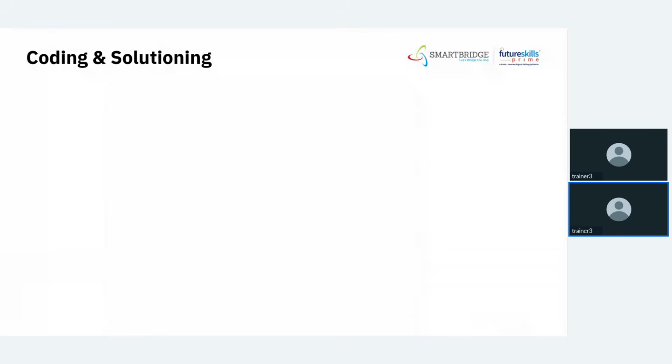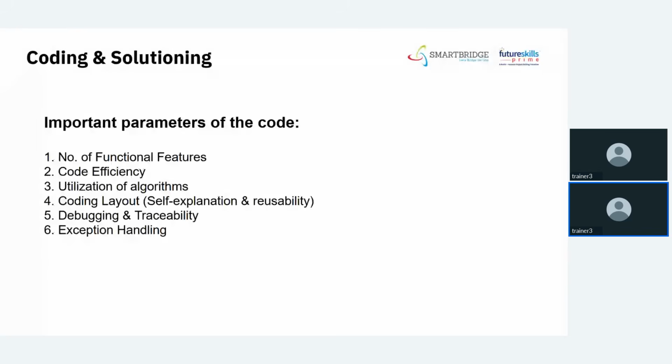So, the important parameters of the code. The first is the number of functional features. You need to go with functions for everything, then it looks like very good programming, right? Next is code efficiency. When you check code, the code is working effectively if there are no bugs and no errors. Then, utilization of algorithms.